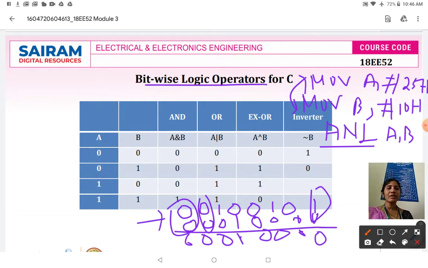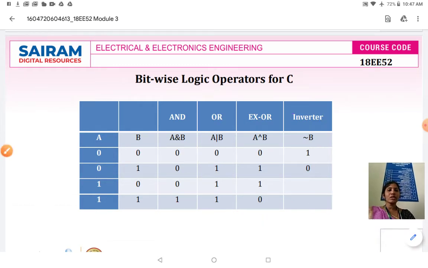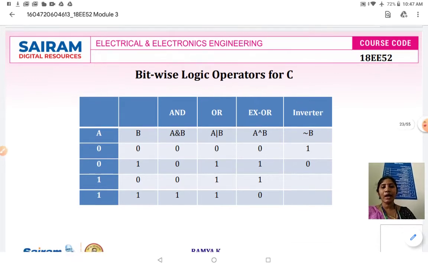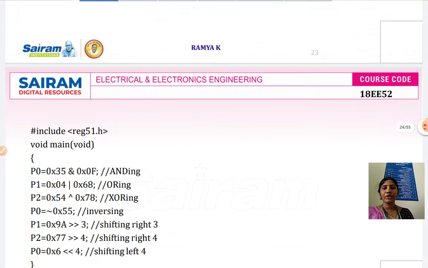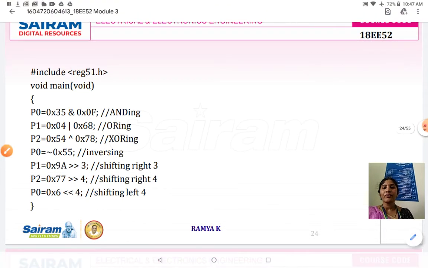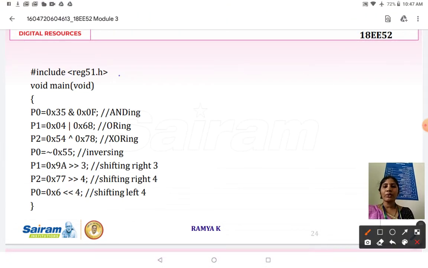When we discussed the instruction set, we analyzed with a lot of examples each and every operation of the logical instructions. In this class, by writing a C program, we will understand how exactly the AND, OR, XOR and inverter operations work. As usual we need to include a header file to access all the 8051 library functions in embedded C. Then the void main function.